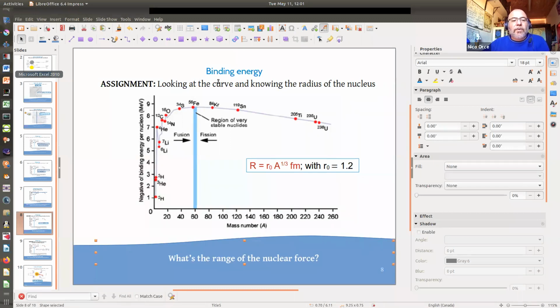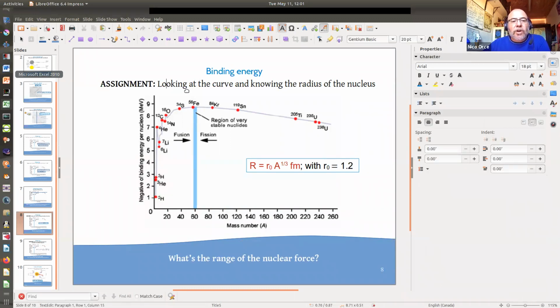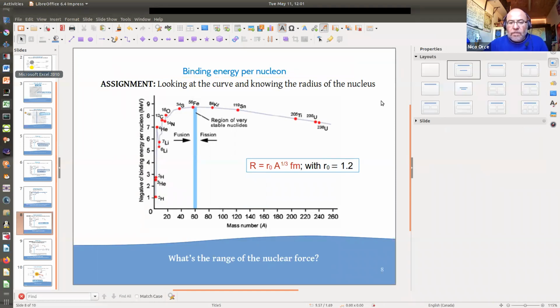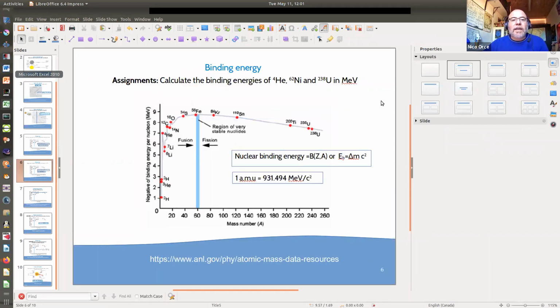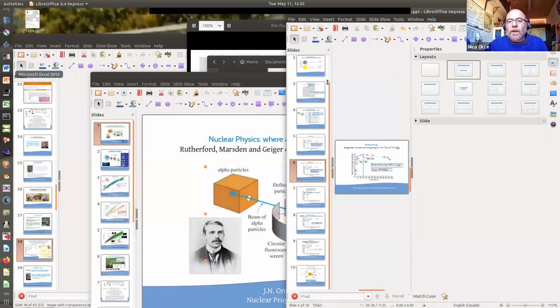So for that, before we immerse ourselves into learning about the binding energy curve, binding energy per nucleon, we're going to learn what is the binding energy per nucleon. We're going to calculate masses. We're going to calculate binding energies. I asked you before to calculate this in particular: calculate the binding energies of alpha, nickel 62, uranium 238.